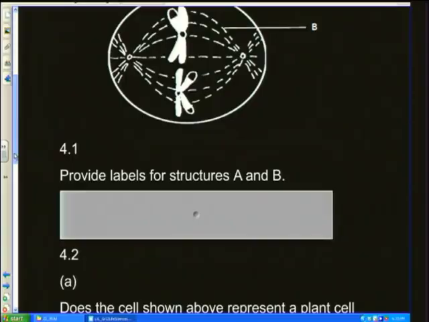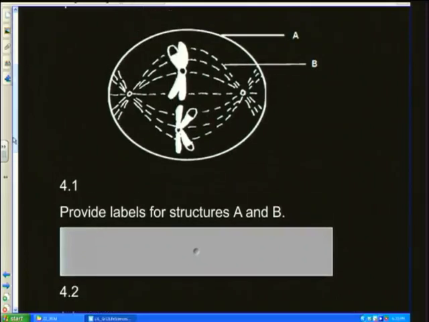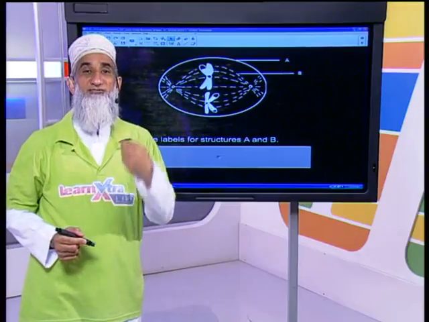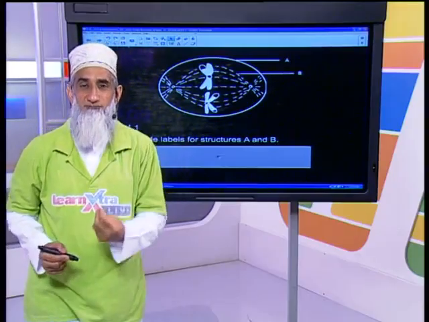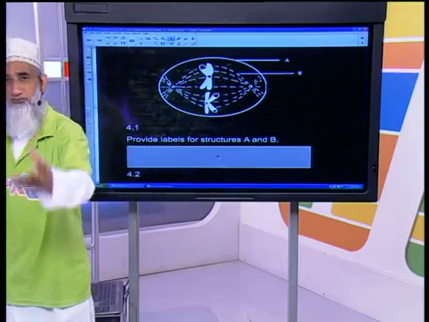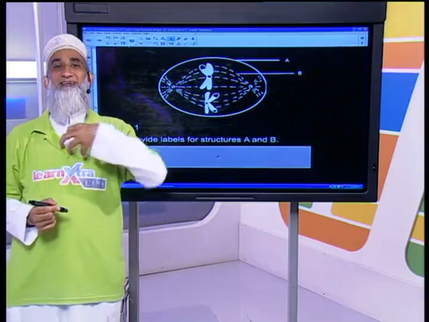Provide labels for A and B. So A, I said, can't be the nuclear membrane. So you think you can try that one? A. If it's not the nuclear membrane, what membrane is it? It's the cell membrane. Remember, guys, remember, people. When the cell starts dividing, the nuclear membrane disintegrates.